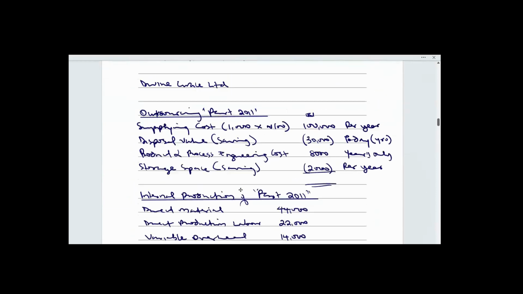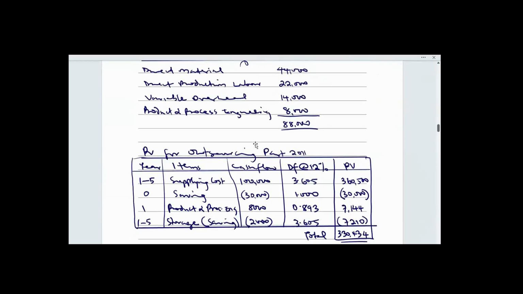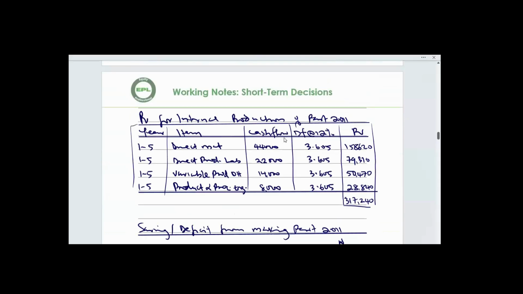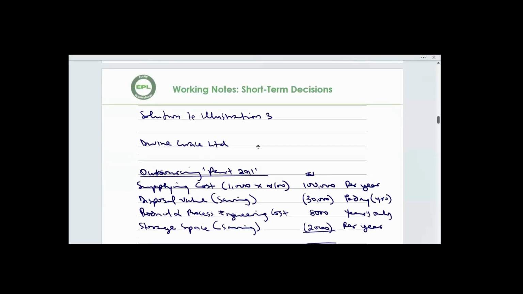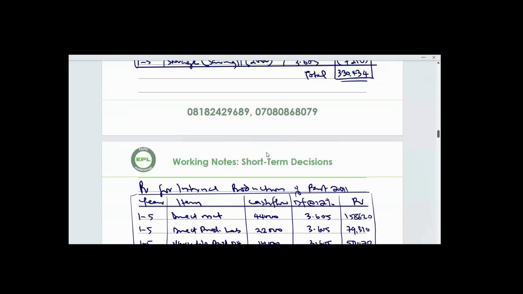Yes. No, if you do it the same way I've done it, of course you are good. Bringing out all the variables that you need is not working, it's part of the solution. But for proper presentation, you can start from the saving or deficit from making part 2011. You have those figures. Then you begin to showcase how you come about your numbers: outsourcing part 2011, supplying cost, disposal value, and all those items. Then you calculate your PV of outsourcing and your PV of internal production. If you do it the same way we have done it now, you are still in line. But if you start from saving or deficit from making part 2011 to arrive at that 13,194, then you begin to state all those variables, you are still good to go. But that second part is the best way to present it.